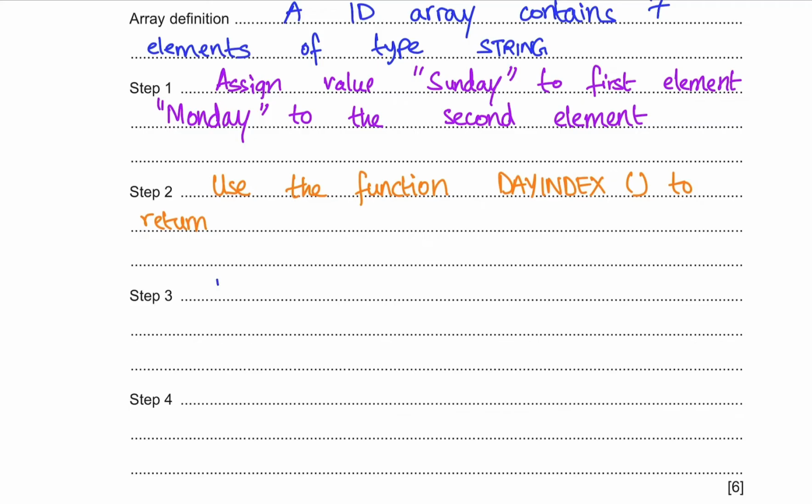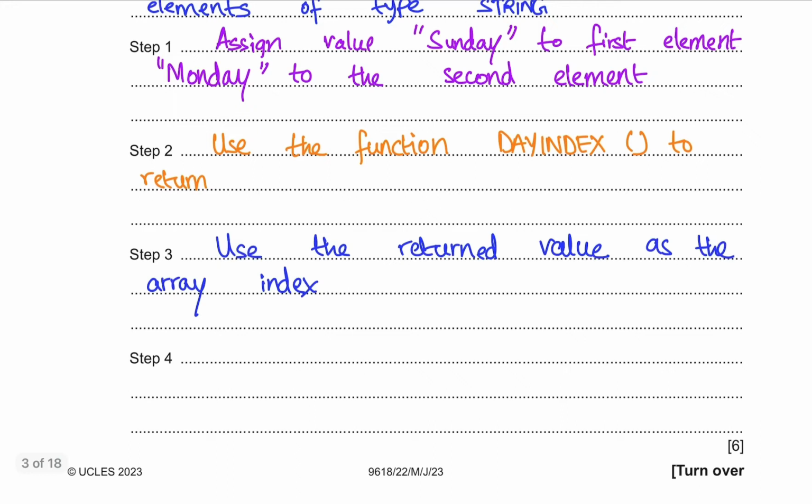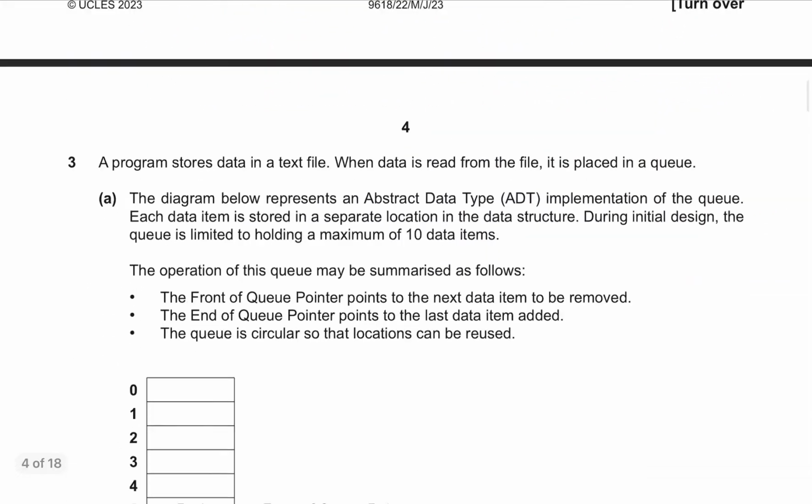Third step, you have to use the returned value as the array index. Step 4, output the element. Okay, step 4, you have to output the element or the name of the string. So in 4 steps, we have done this.